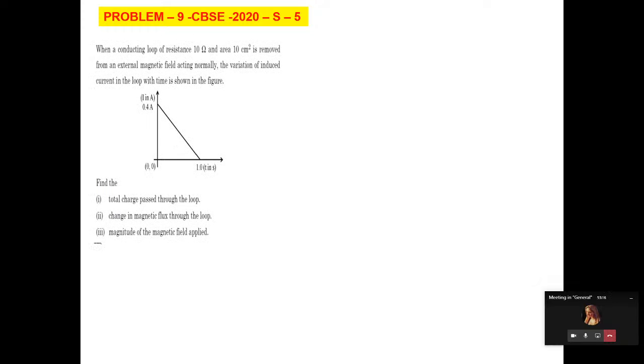Okay, another question. See this one. A conducting loop of resistance 10 ohm and area this much is removed from an external magnetic field. Variation of induced current in the loop is shown in the figure. Find the total charge passed through the loop, the change in the flux, and the magnitude of the magnetic field applied.